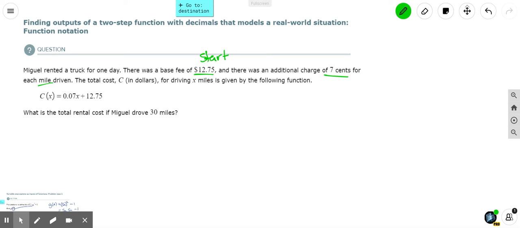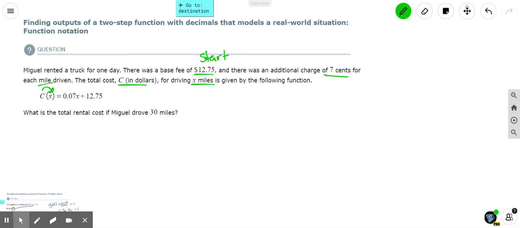Now they define the variables. They're telling you what the variables are. C is in dollars for driving X miles, given by the following function. So what it's telling you right here is that the cost is determined by the miles. I would have put an M. So the cost is determined by the number of miles. And then this is your equation.